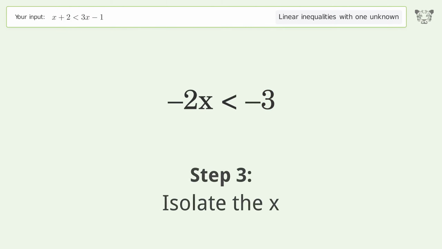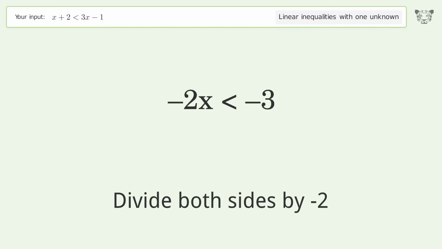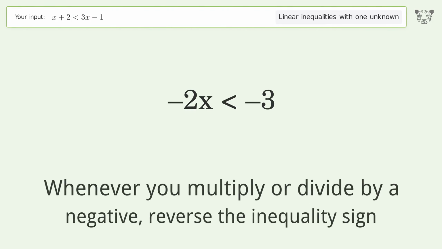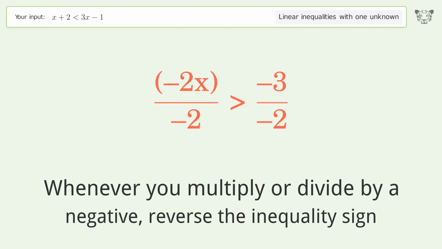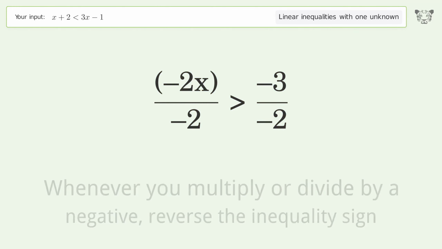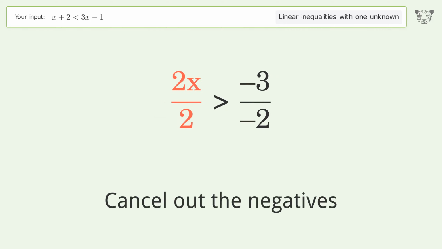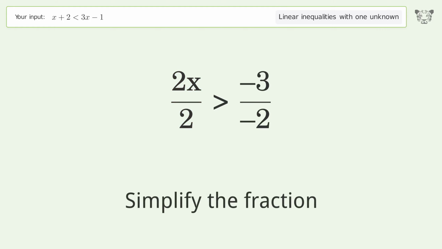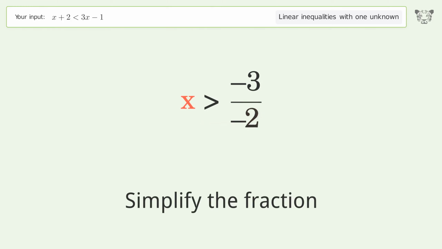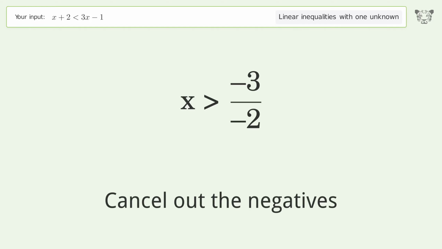Isolate the x. Divide both sides by -2. Whenever you multiply or divide by a negative, reverse the inequality sign. Cancel out the negatives. Simplify the fraction. Cancel out the negatives.